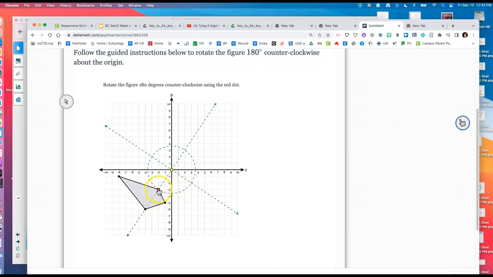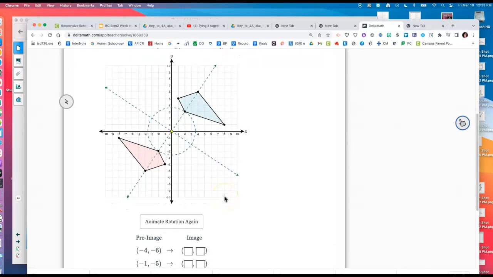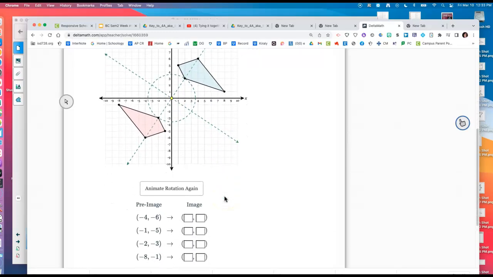Now it says I'm supposed to grab this red dot and do a 180. Well, we know 180 is a line, so I'm just putting it on the other side. Watch that red dot go. And now we're going to see what happens to those vertices, and we're going to come up with our pattern.